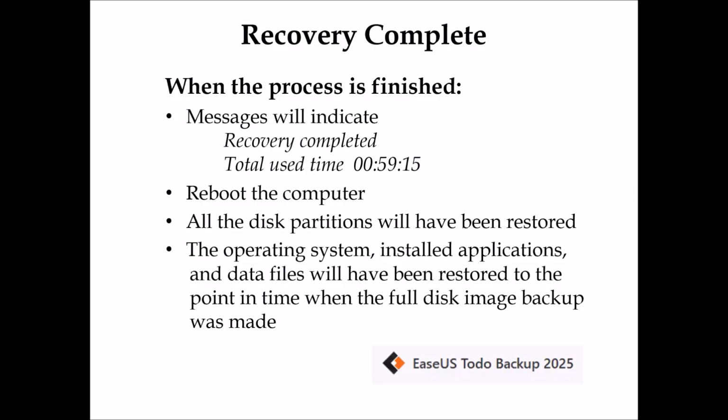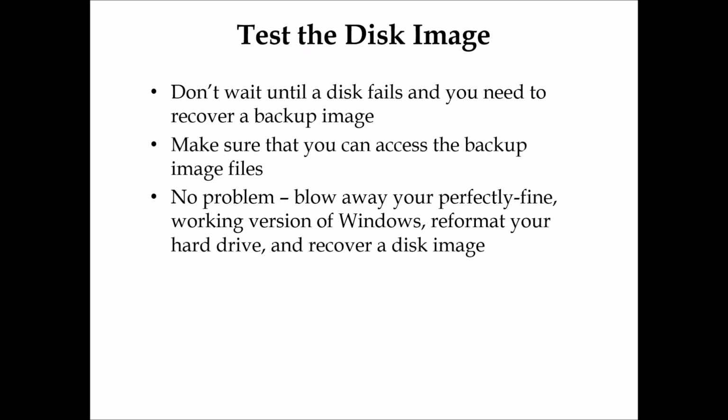So that's basically pretty simple backup and recovery. Now, one of the things is, if we make a disk image backup, how do we know that backup's going to work when we need it? And you really don't want to wait until you absolutely need it to find out whether it works or not, because if you don't have a good backup, then it's basically going to be too late. So you really need to make sure that you can, A, access the backup image files to start with, and B, that the backup image has got the right kind of stuff on it. So how would you do that?